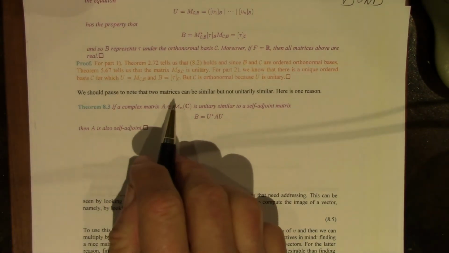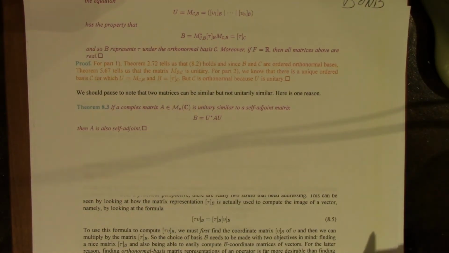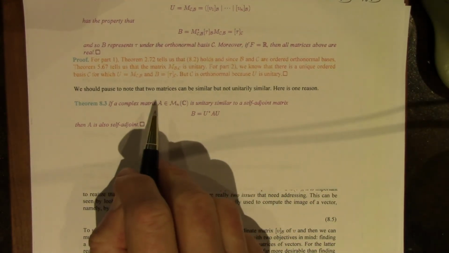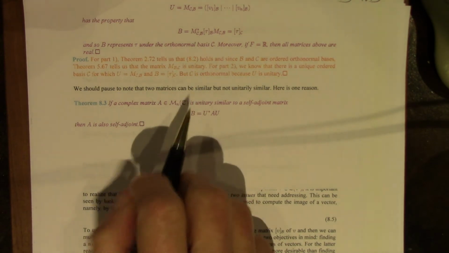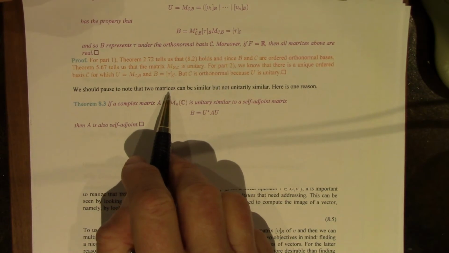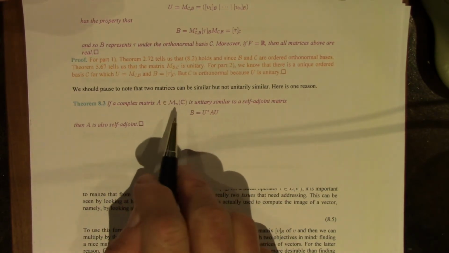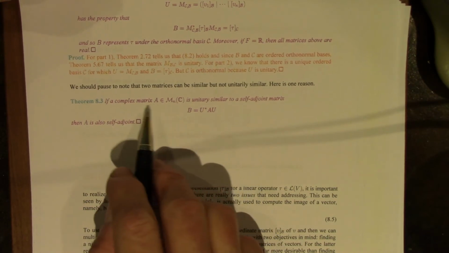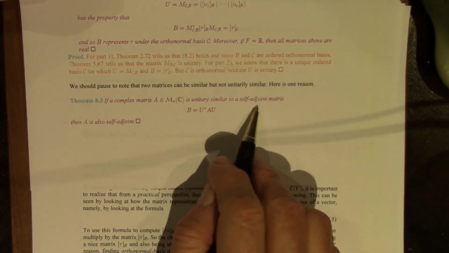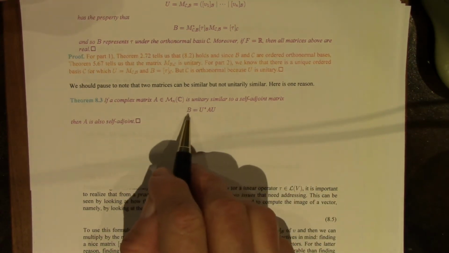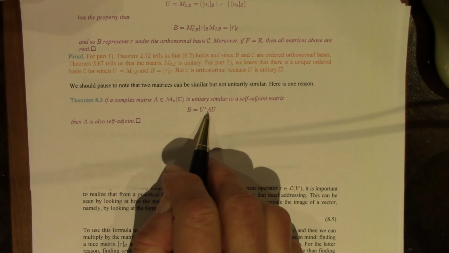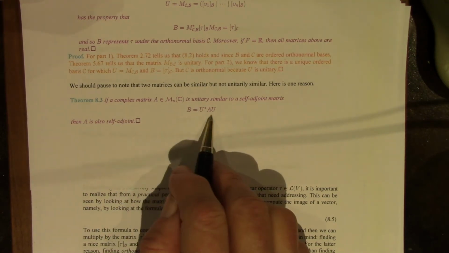And as I promised, let's look at the difference between ordinary similarity and unitary similarity. They are not the same. Two matrices can be similar, but not unitarily similar. Here's one way that can happen. If a complex matrix A is unitarily similar to a self-adjoint matrix, so here's A, here's B, B is self-adjoint, then A must also be self-adjoint. I didn't prove this, I left it for you.